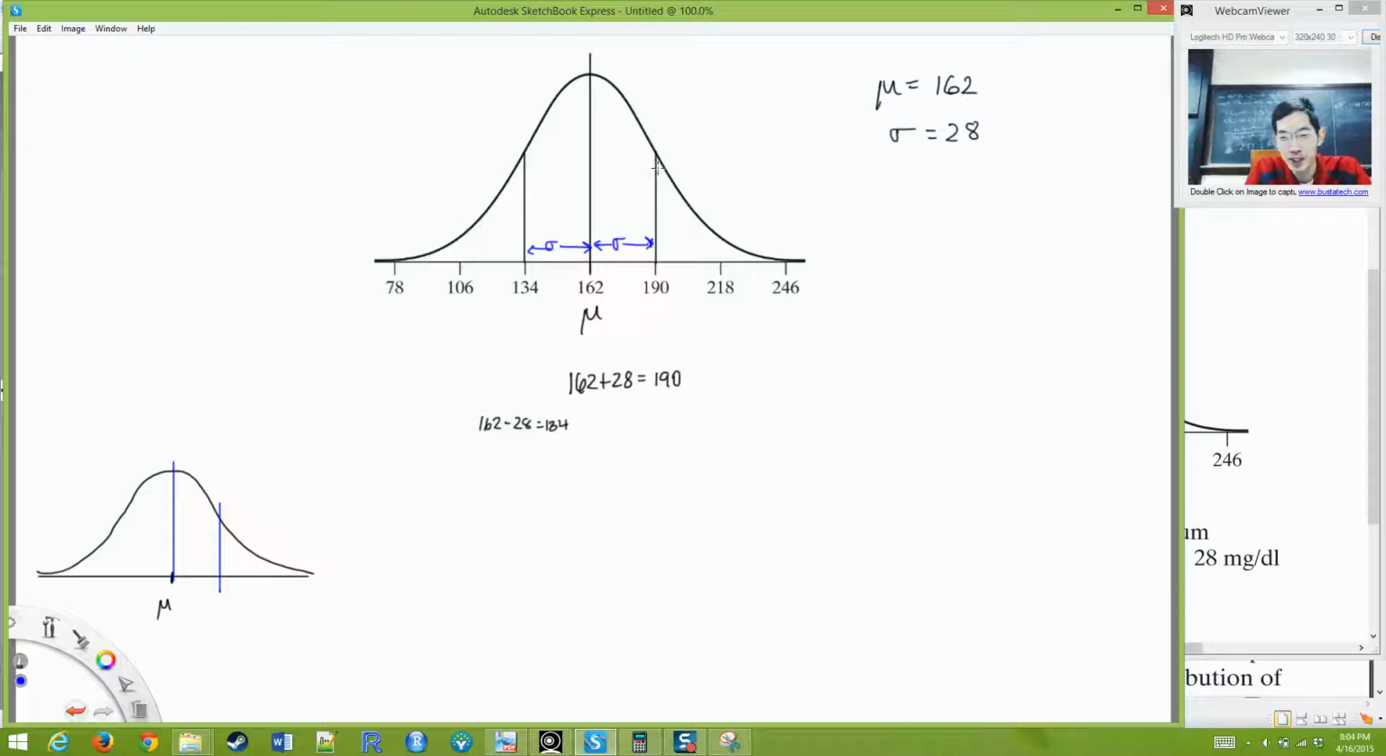Where that changes, that's where the first standard deviation ends up being, okay? And then if I go up, if I do 190 plus 28, that takes me to 218. So this, again, is one more standard deviation from here to here. And 134 minus 28, another standard deviation, another sigma, takes me to 106, and that's how we end up with all of these tick marks in this graph here.